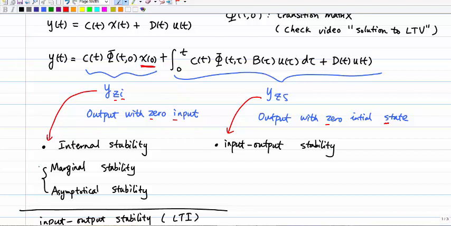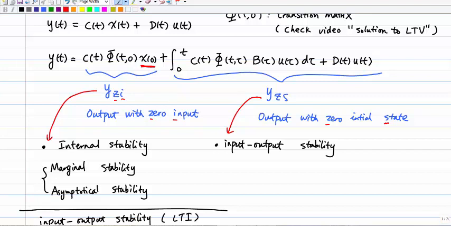Of course, internal stability includes two different stability properties. One is called marginal stability, one is asymptotic stability. I'll talk about the definitions and the conditions to guarantee those stability properties later on. The other one is called input-output stability, which is more related to how the input will impact outputs, as mentioned before.